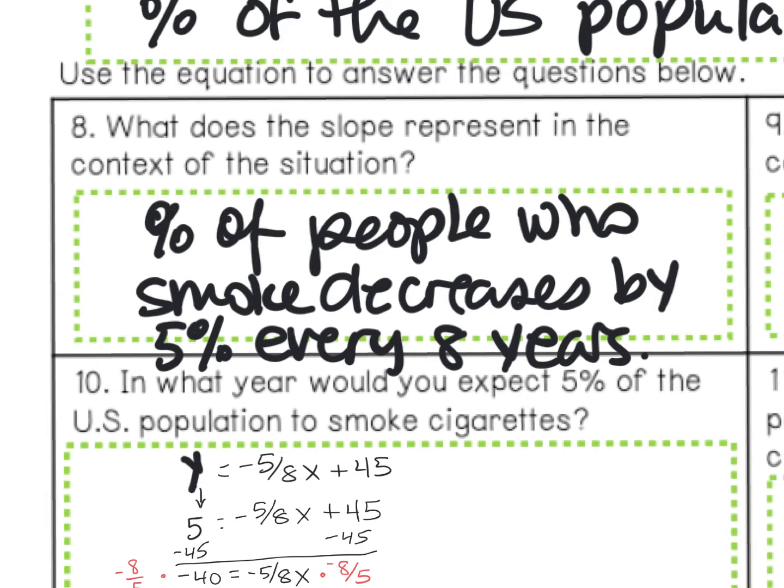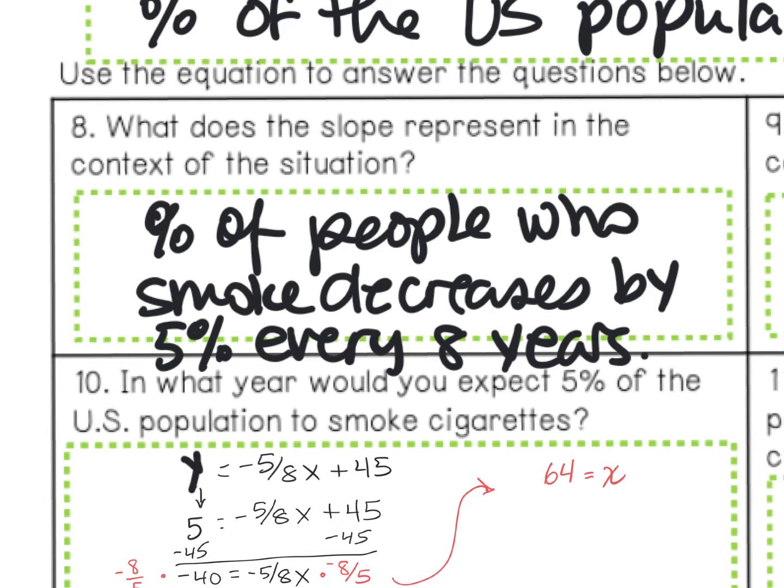On the right side of the equation, negative 5/8 and negative 8/5 cancel each other out. Meaning, when you multiply those together, it makes 1. So that's how we isolated our variable, right? Because 1x is the same as x. That's what our goal was. On the left side, when you multiply negative 8/5 times negative 40, the negatives cancel out, and you end up with 64.